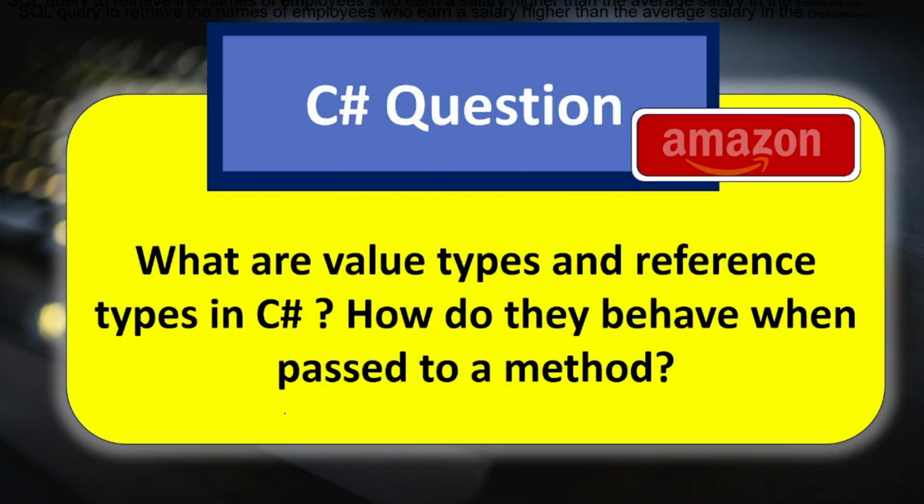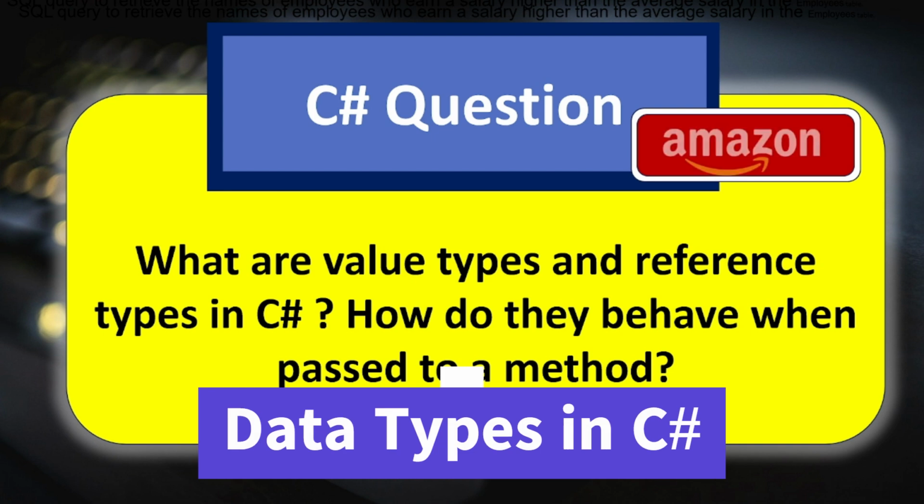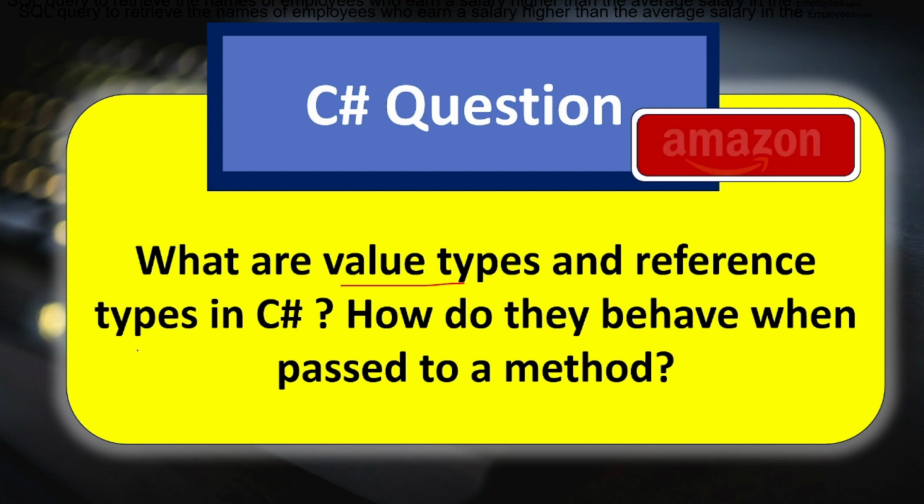The question which we are going to discuss today is from C# and has been asked by MAANG. This question is related to data types in C#. The question is, what are the value types and reference types in C#? How do they behave when they are passed to a method? So we are going to explain the answer to these questions. We will see everything in theory and then we will see those in action in practicals.